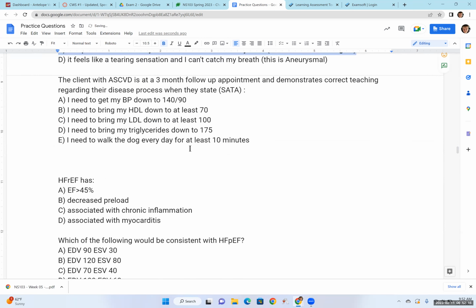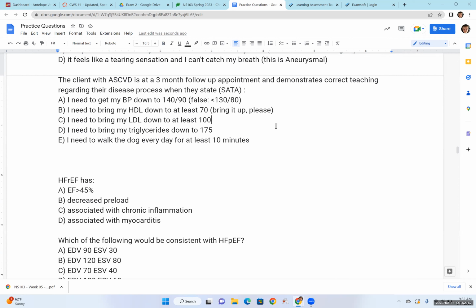And the client with ASCVD is at a 3-month follow-up. What demonstrates correct teaching? Well, they did the things, right? Even BP down to 140/90. False. They need to have, right, less than that. That's the goal. There it is. I need to bring my LDL down to at least 70. Bring it up, please. So I need to bring up my LDL to at least 100.